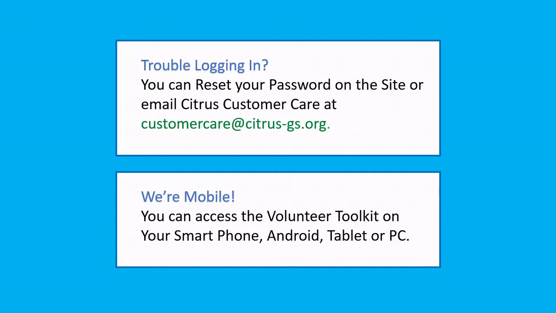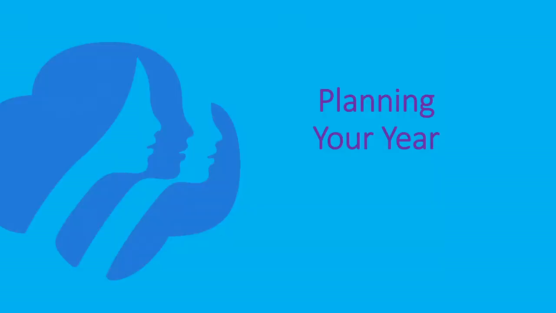Now you can access your Volunteer Toolkit on your smartphone, Android, tablet, or PC. I use the tablet to wander around at meetings, but don't forget to download or print your meeting plan just in case you lose Wi-Fi at your meeting location.